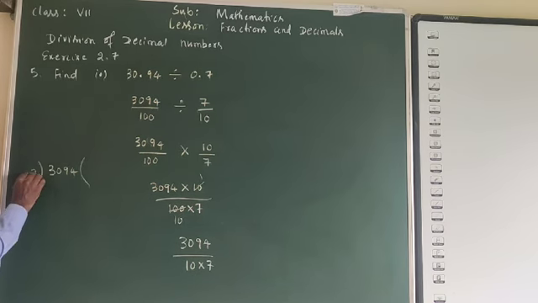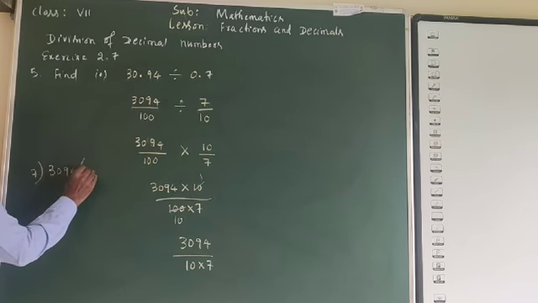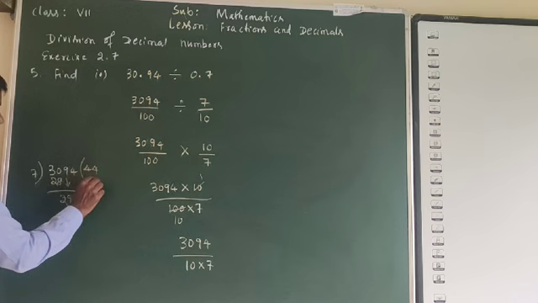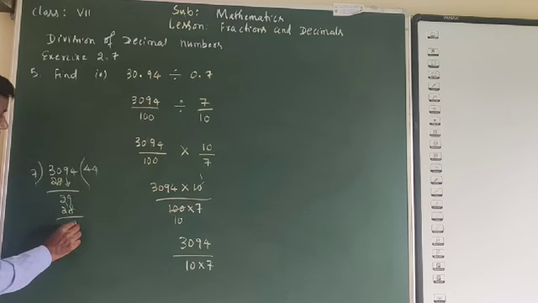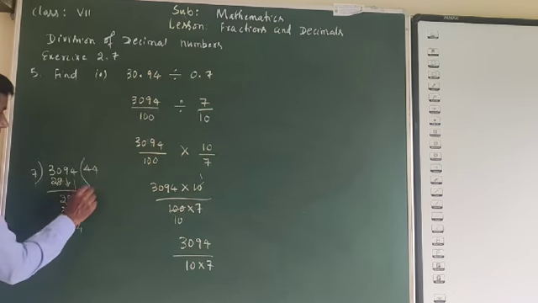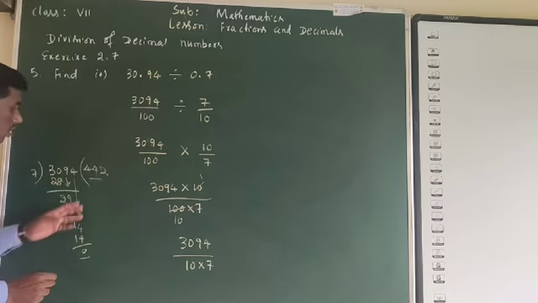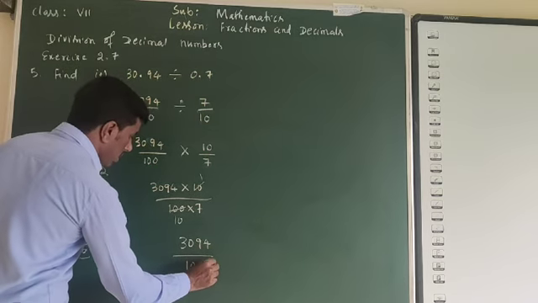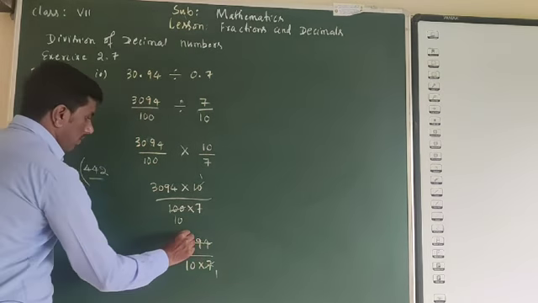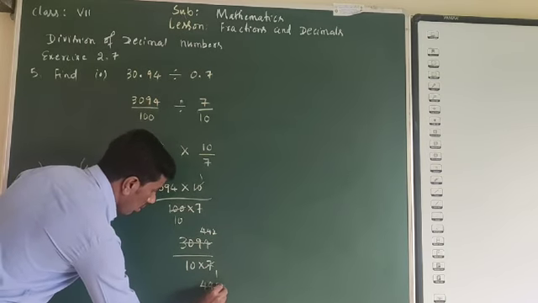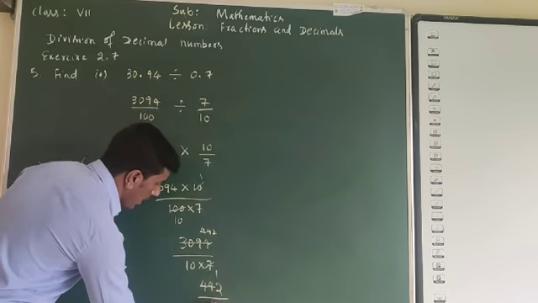3094 by 7. So how many times will it go? 7. So should divide 2 digits. 7 4s are 28. And 2 will be remaining. Bring the next digit. So again 7 4s are 28. One will be the remainder. Bring the next digit, 14. 7 2s are 14. 0. So what is the quotient now? 442. If you divide 3094 by 7, 7 1s are 7, 7 4s are 28, 442. So 442 in the numerator, remaining 10 in the denominator.